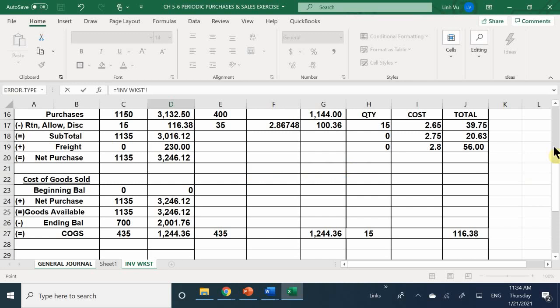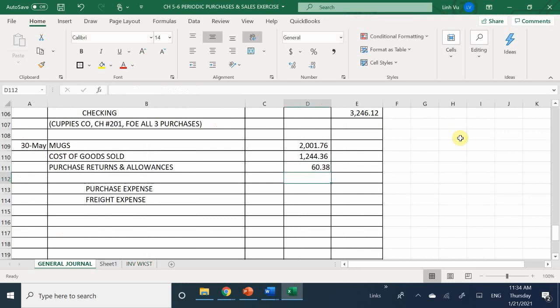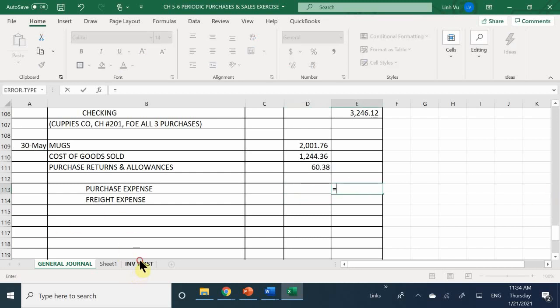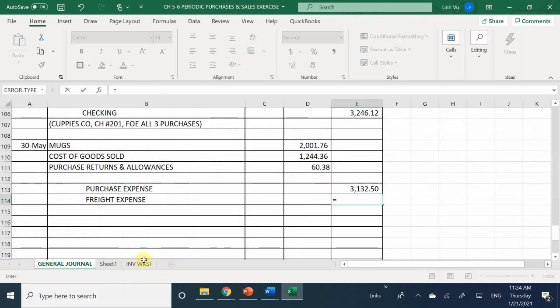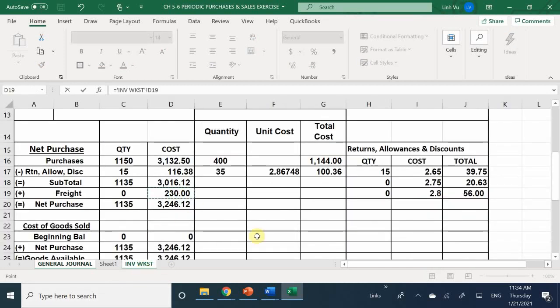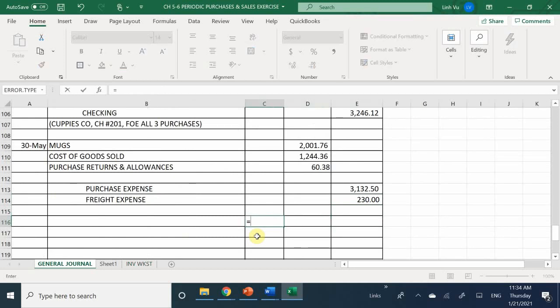Okay, now be careful. This includes the purchase discount. Oh yeah, 60. What is it? 60.38. Good. Okay. And then what was my total purchases? 31, 32.50. Mm-hmm. And then lastly, what is my total freight? 230. Okay.